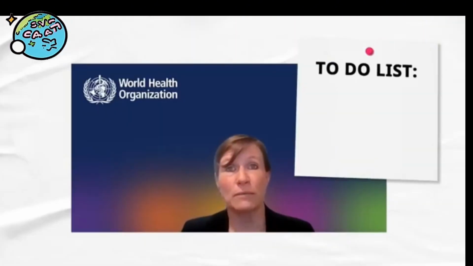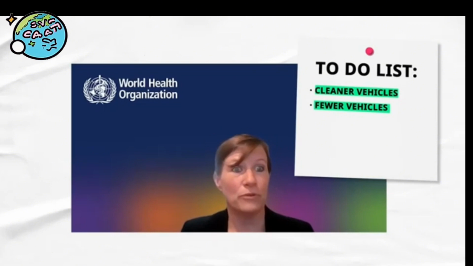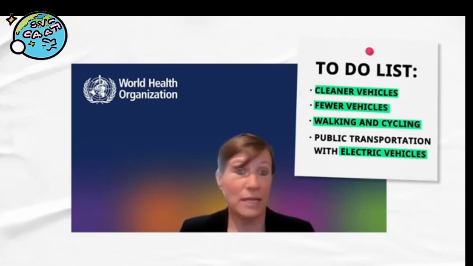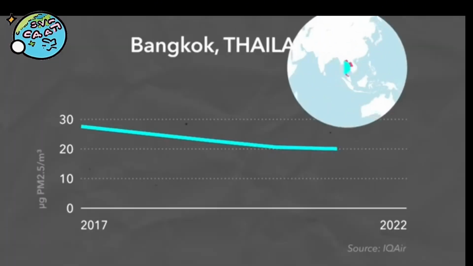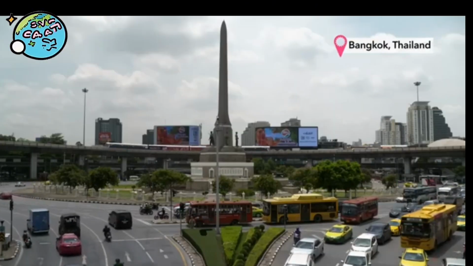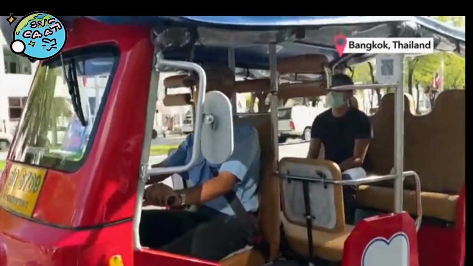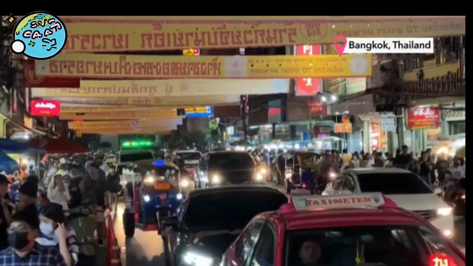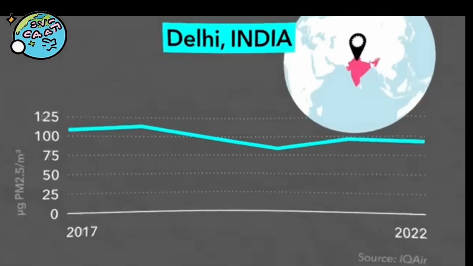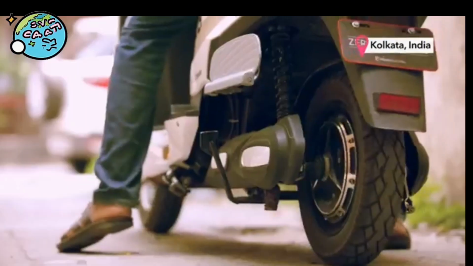A push to really have cleaner vehicles, but also fewer vehicles, to really promote walking, cycling, and providing public transportation with electric vehicles. Take Bangkok for instance, the city is working on expanding SkyTrain and metro services. In the meantime, electric alternatives for the traditional combustion engine tuk-tuk. Then Delhi, India, working on electrifying 80% of its buses. Even in Kolkata, sometimes the diesel capital of the world, alternatives like electric scooters.